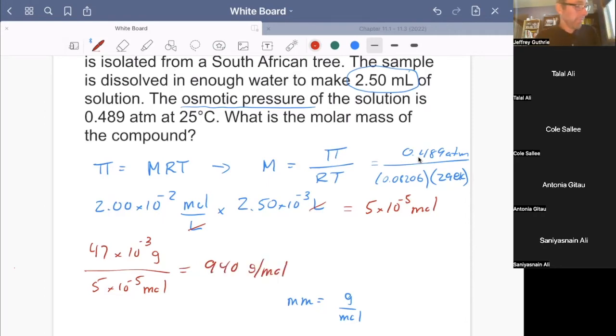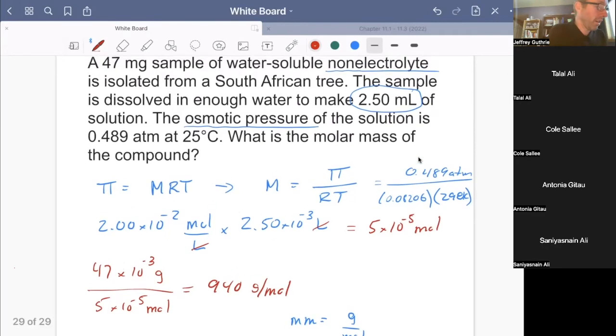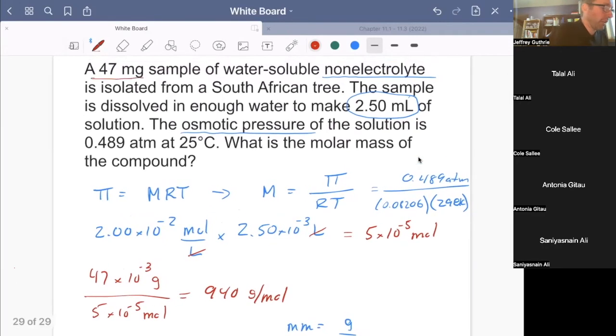Okay. So again, we just do molarity first, get us our moles per liter, cancel out liters, so we only have moles, and then we're given a mass of our sample in the question. So that's our grams, divide that by moles, get us our molar mass.